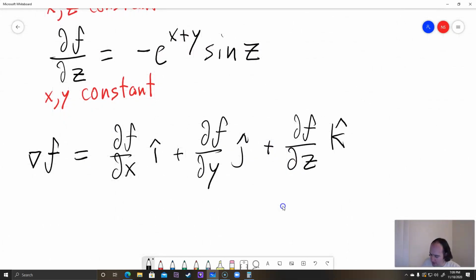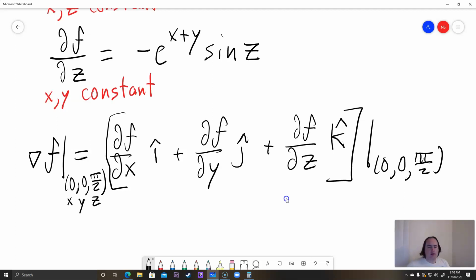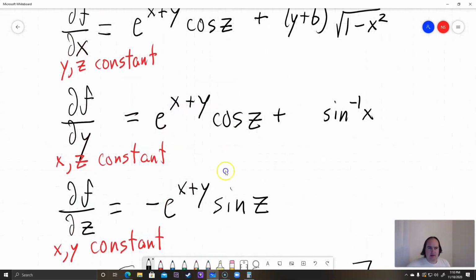Okay, so we want to evaluate each of these derivatives at 0, 0, pi over 2. So we're actually going to do that for this entire right side here. We're going to evaluate all of those at 0, 0, pi over 2. And remember, that's a point of the form x, y, z.